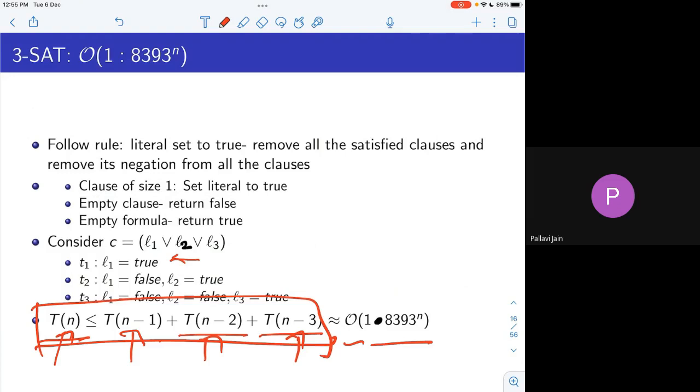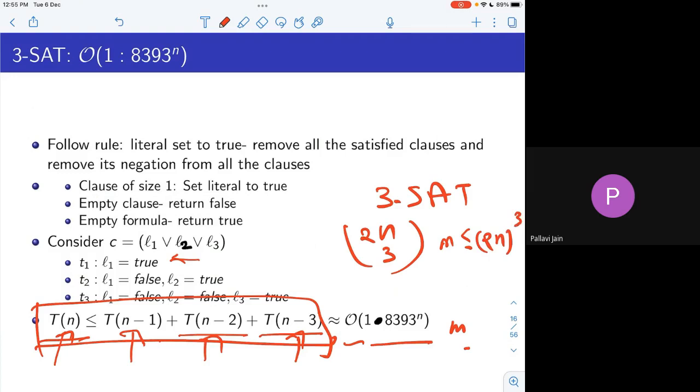That will be in the multiplication here. And since we are dealing with 3-SAT, our number of clauses can only be n choose 3. So anyway, our m is bounded by 2n to the power 3. Since we are talking about a fixed k, it does not matter to us what m is, because we will get some polynomial in n.